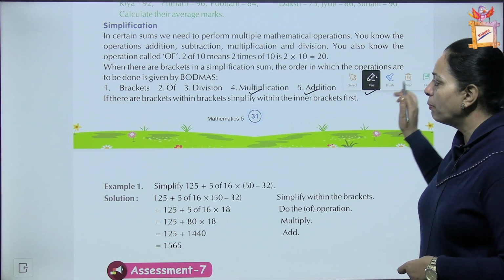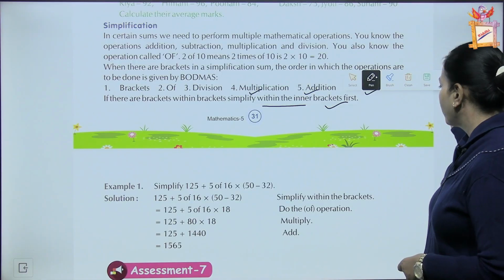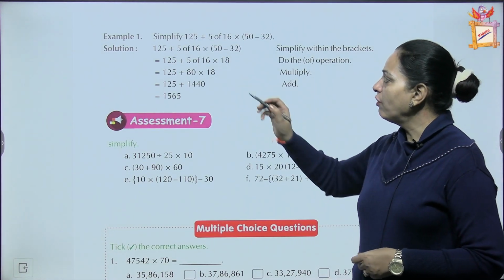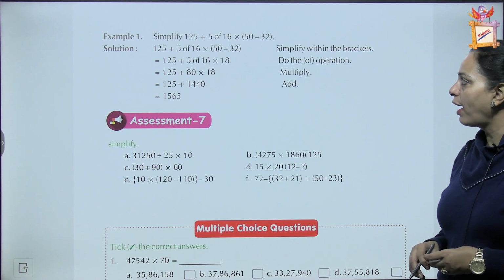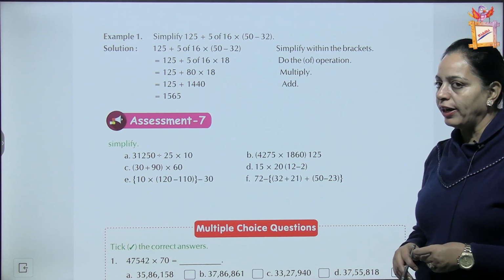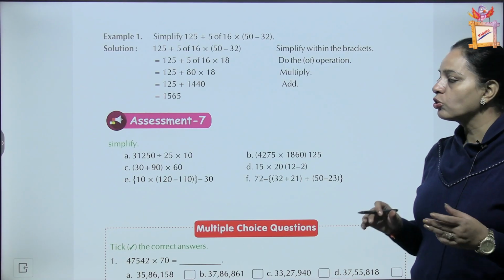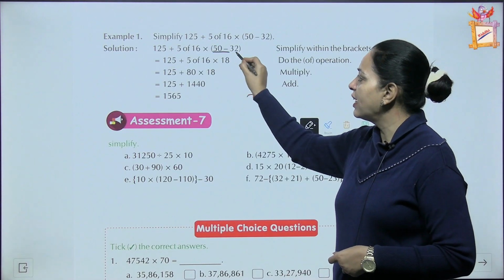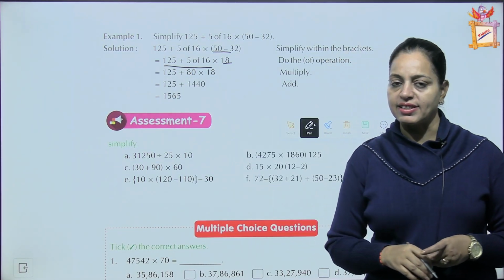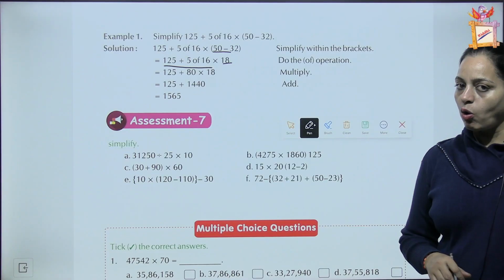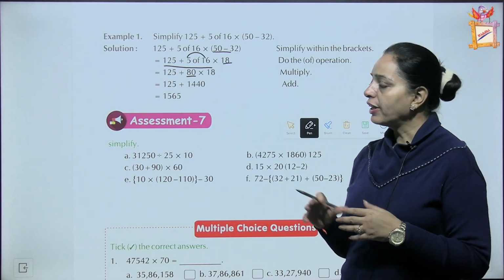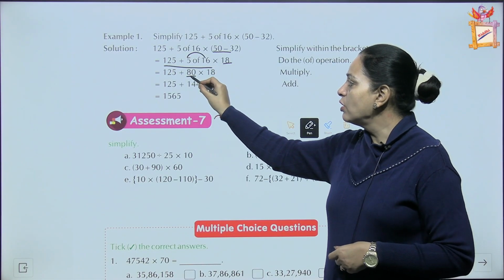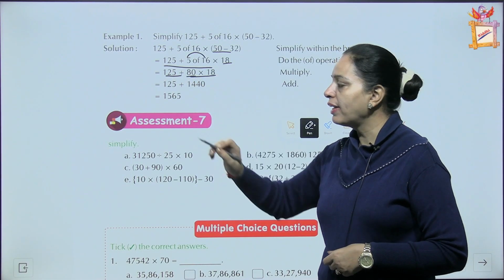So if there are brackets within brackets, simplify within the inner brackets first. So see here example 1. Simplify 125 plus 5 of 16 multiply 50 minus 32 bracket. So according to rule we have to solve first bracket. So बracket के अंदर क्या है? 50 minus 32, this is 18 and the rest number as it is. After bracket solve of, which means multiply. 5 of 16 means 5 multiply 16, that is 80. So 80 multiply 18 and this number as it is.